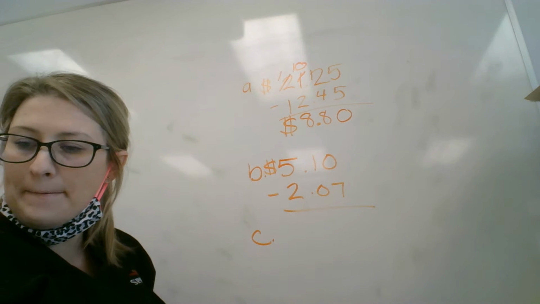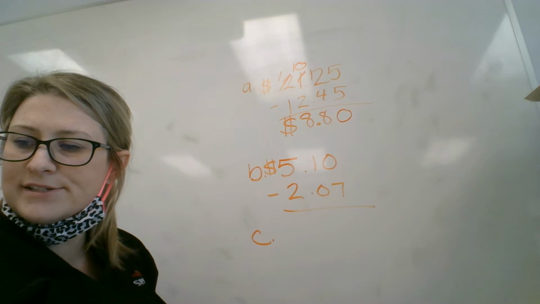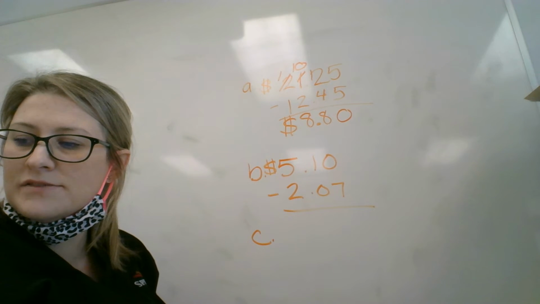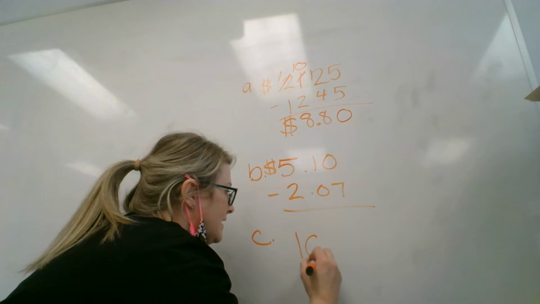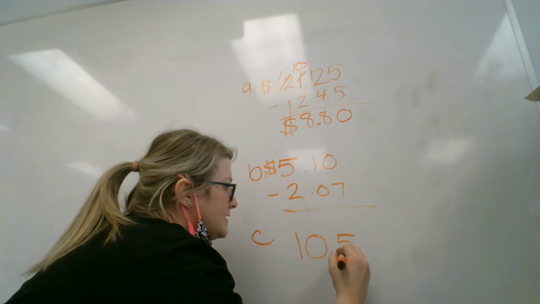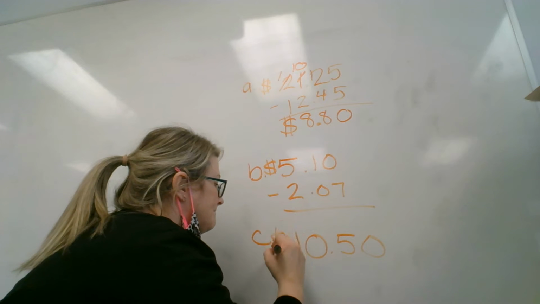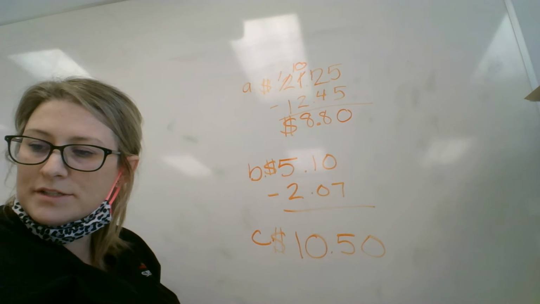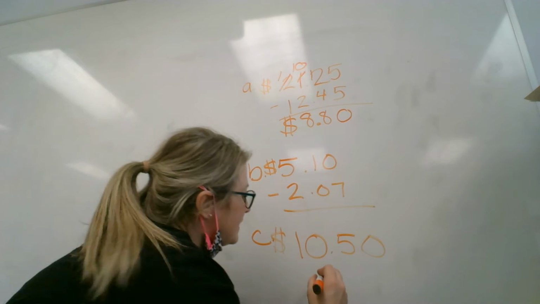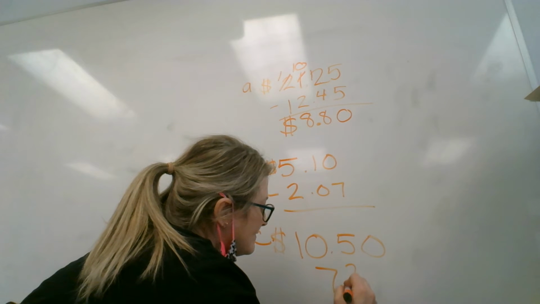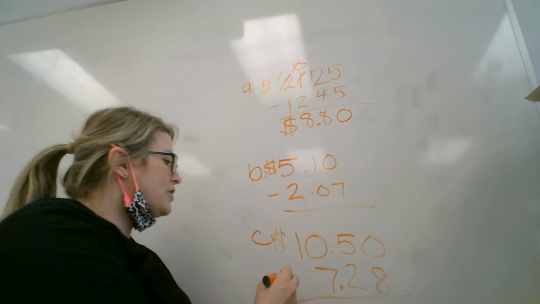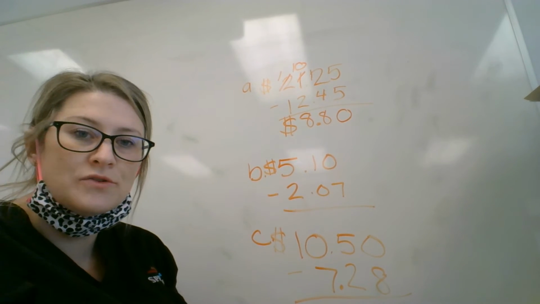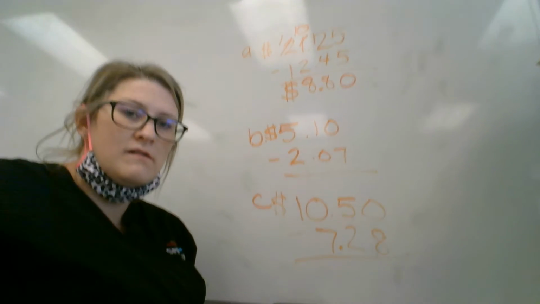And C. Susan needed detergent. She took $10.50 to the store and bought some. She had $10.50. She bought some detergent, $7.28. You're going to subtract and borrow. Don't forget to borrow there.